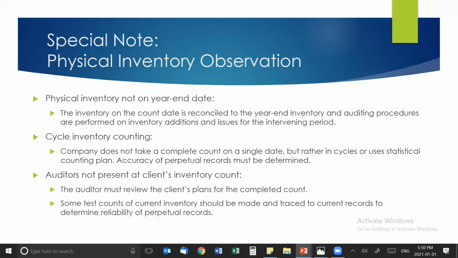So for example, if January 15th is when the inventory count is done, you find out what the inventory balance is on January 15th, and then any sales or purchases of inventory from January 1st to January 15th will get backed out. Then you can find out what the inventory balance should have been on December 31st and compare it with what's on the financial statements.